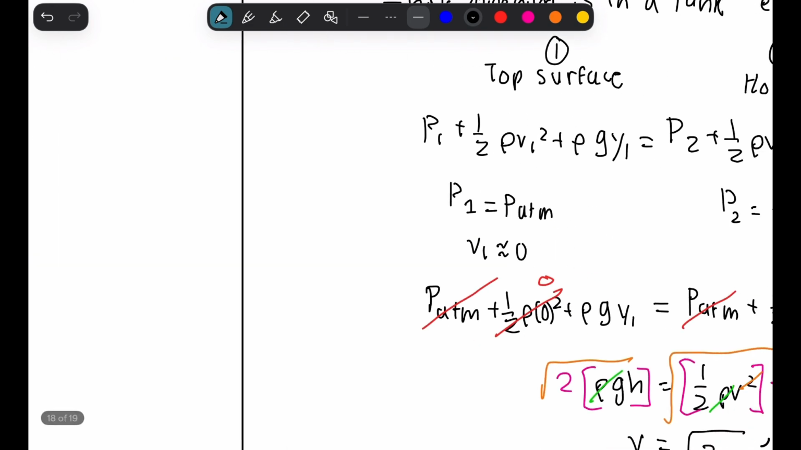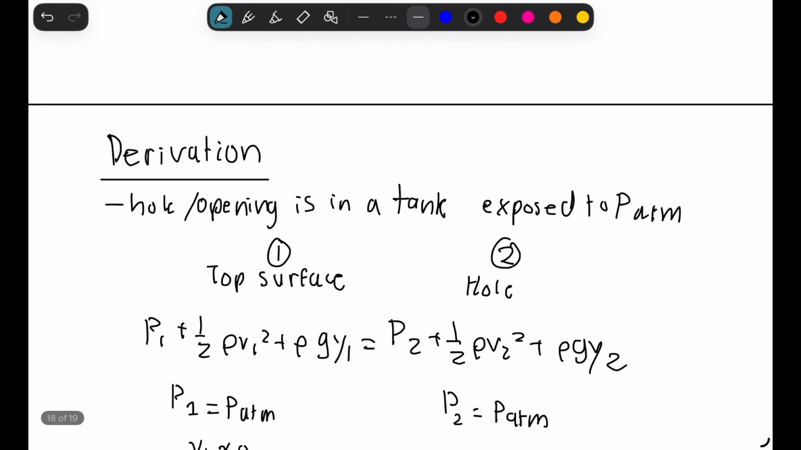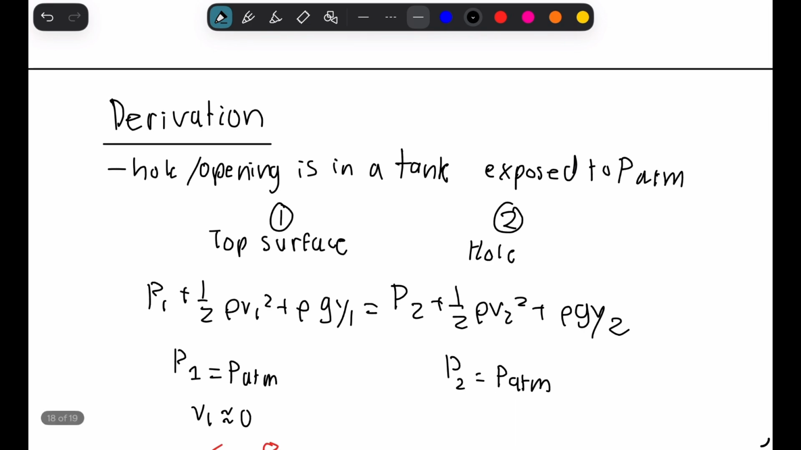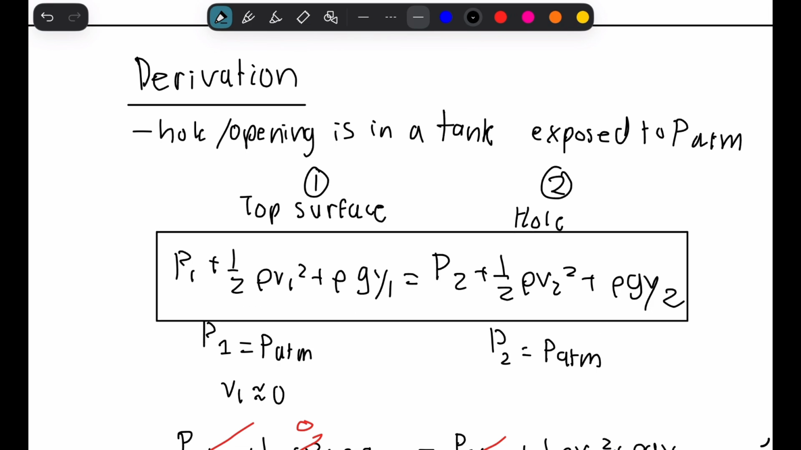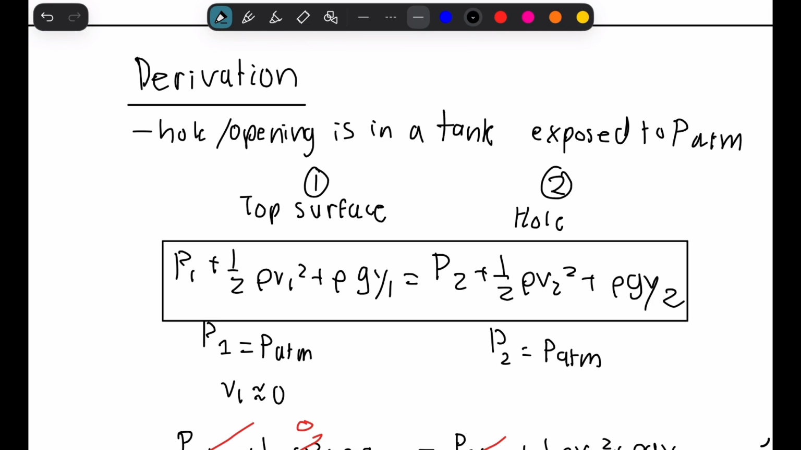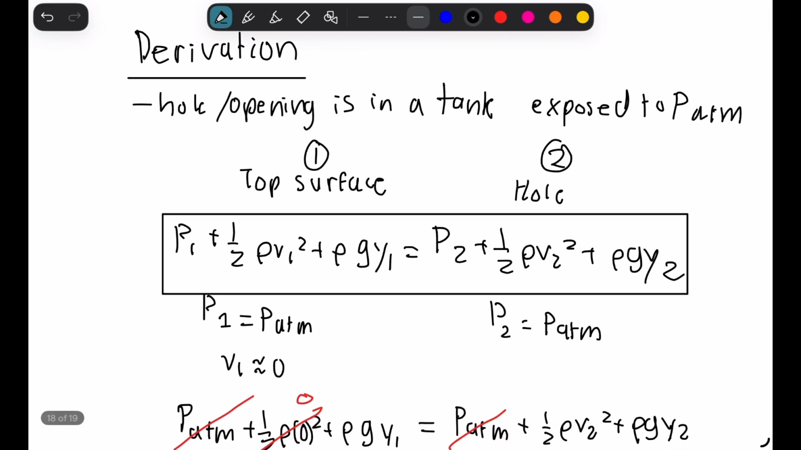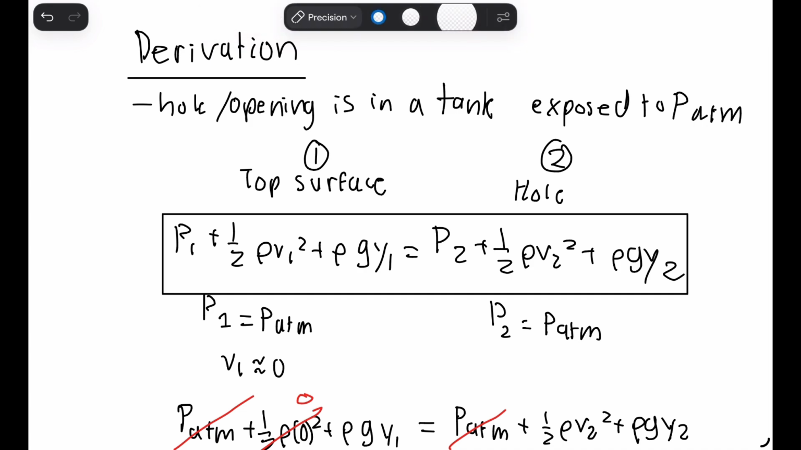Now let's do a derivation. You are going to have a hole opening in your tank that is exposed to atmospheric pressure. So you're going to have two sides of your equation: one side is going to be your top surface, and one side is going to represent your hole. Your general equation on your formula sheet looks like this, but you don't leave it just like this. You have to identify what is going to be what for each of these variables in the situation that you're given. So in our situation, we can identify that P1 is equal to atmospheric pressure and P2 is also equal to atmospheric pressure. And this is great because this is going to let us cancel that out.